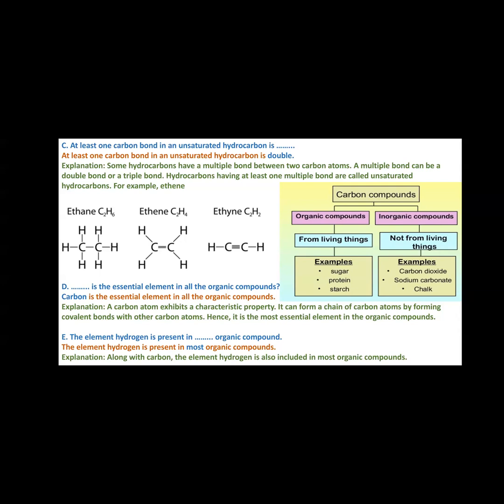The figure given beside explains carbon compounds. Two types of carbon compounds exist: organic and inorganic. The organic carbon compounds are obtained from living things, and inorganic carbon compounds are not obtained from living things. Organic compounds obtained from living things are, for example, sugar, protein, starch, etc. The inorganic substances not obtained from living things are carbon dioxide, sodium carbonate, chalk, etc.